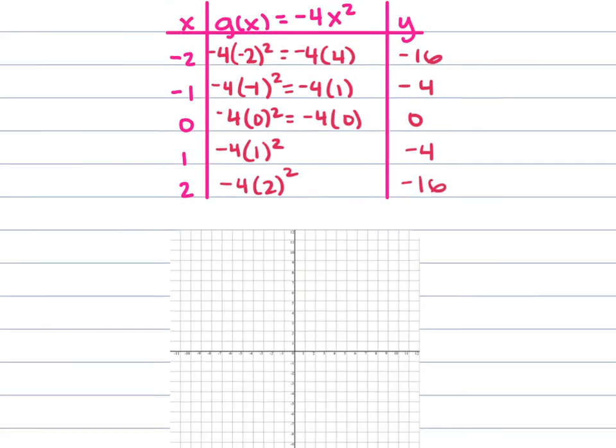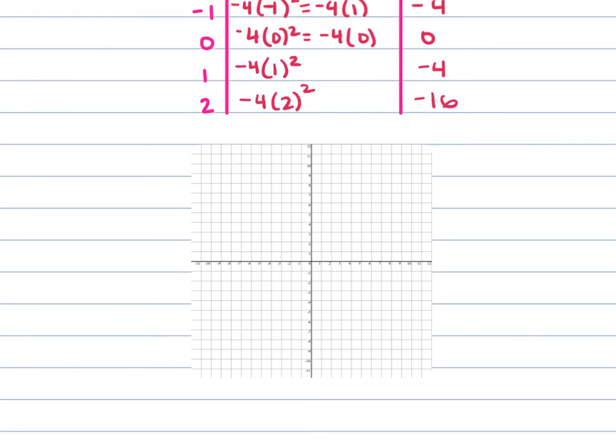So plot these points. We have negative 1, negative 4, 0, 0, 1, negative 4.